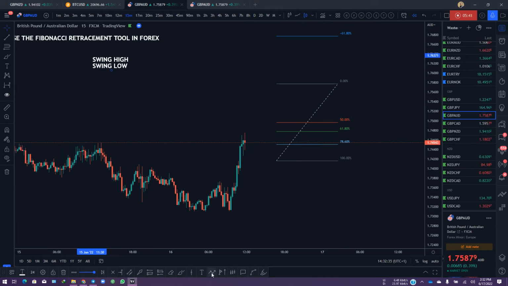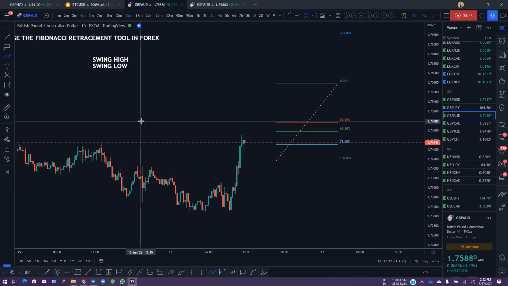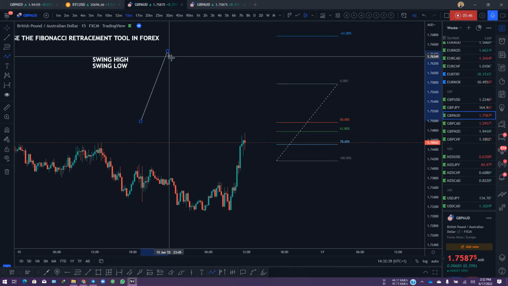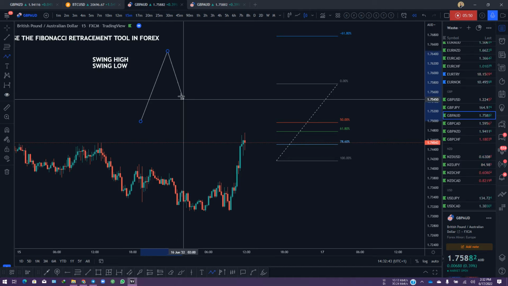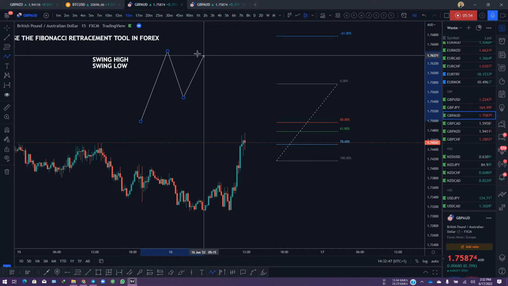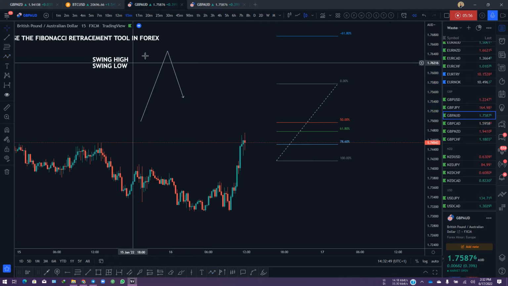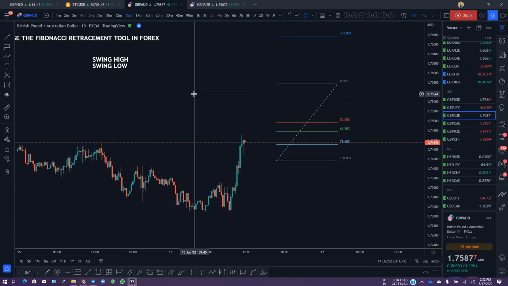So let's look at this. Basically, this is what you're looking for. You're looking for a rally, right? And then you're waiting for the retracement level to happen right here. You wait for the retracement level and then you take your entry and wait for your target, right? So that's basically what the Fibonacci is being used for.